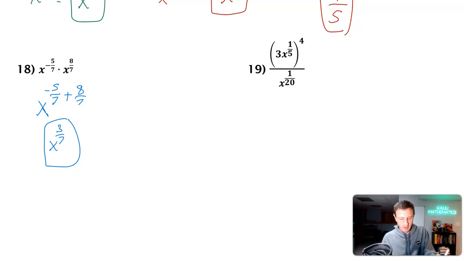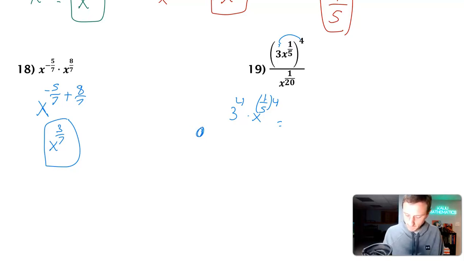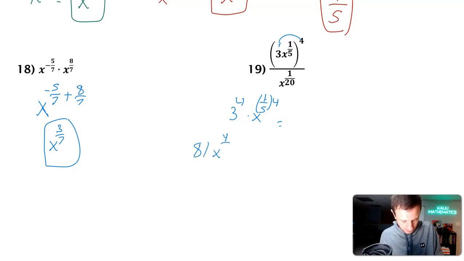Number 19. 3x to the 1/5 being raised to the 4th over x to the 1/20. So this whole entire expression is being raised to the 4th power. So that means I have to do 3 to the 4th and x to the 1/5 times 4, because I'm multiplying 4 times 1 is 4, and then 1/5 times 4. So that's going to be straight right here. 3 to the 4th, which is 81. So 81 x to the 4/5 over x to the 1 over 20.